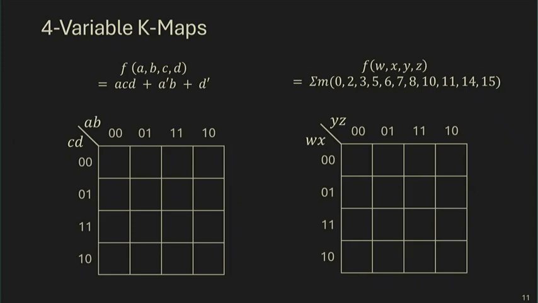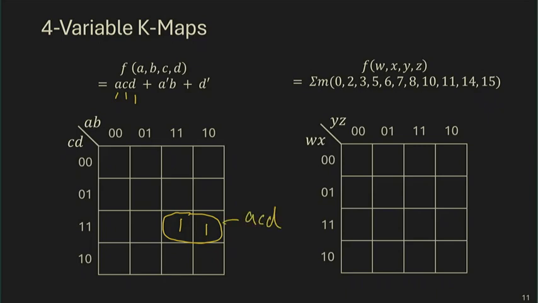So let's say I want to map the first example function, ACD plus A prime B plus D prime, into the K-map. Again, this is sum of products, so I know each term corresponds to a group of ones. I just need to locate when A equals 1, C equals 1, and D equals 1. That corresponds to these 2 cells, and then I can put down 1s in the Karnaugh map. This is the first product term, ACD.